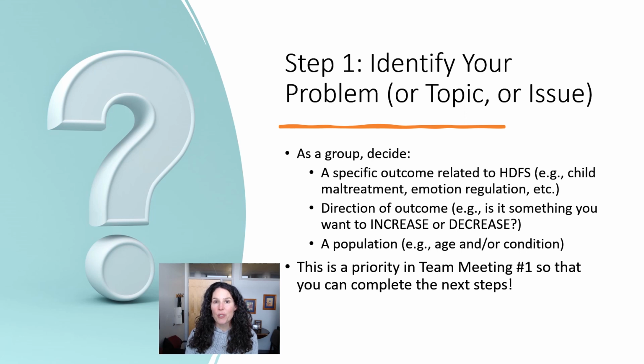So in your first team meeting, your major task is going to just be, as a group, to narrow down a little bit what you want to change, what problem or topic or issue you're trying to address with your grant proposal and evidence-based program. So are you trying to decrease child maltreatment? Are you trying to increase emotional regulation for a certain population?